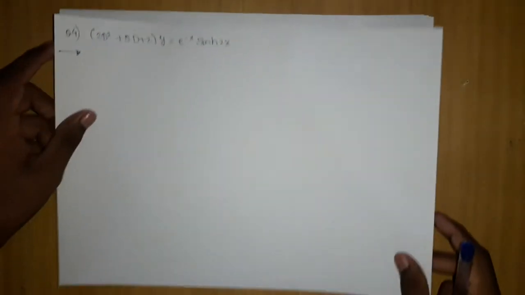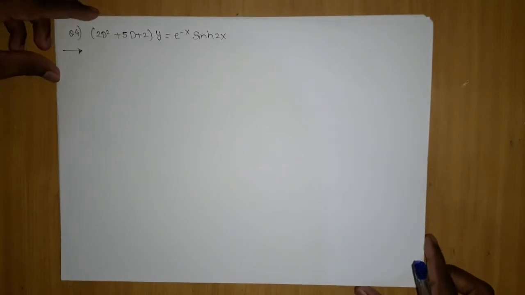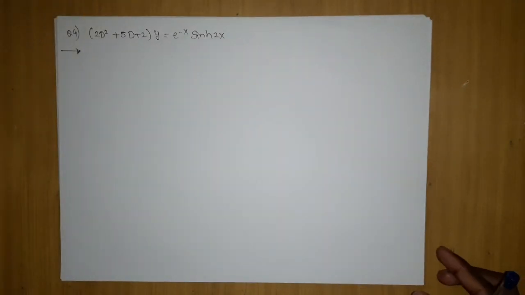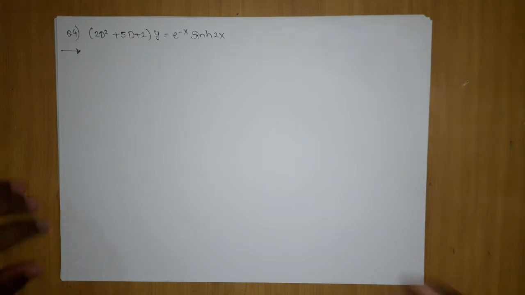The next problem which we are going to take is the fourth problem, which says (2D square plus 5D plus 2) into y equal to e to the power minus x into sinh 2x. Now how are we going to solve this? The process will be similar only.